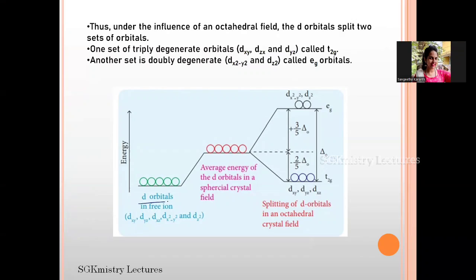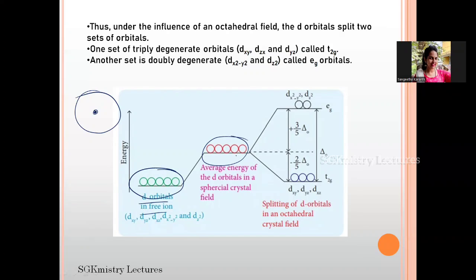So this is how the d orbitals are present in the free ion. Hypothetically speaking, in the presence of a spherical crystal field, that is, if there is a metal and the crystal field is just spherical, then all the d orbitals will have equal energy. This is just taken for reference purposes, but in the actual case, it will be either octahedral, tetrahedral, or square planar. So that is what happens in the actual case.